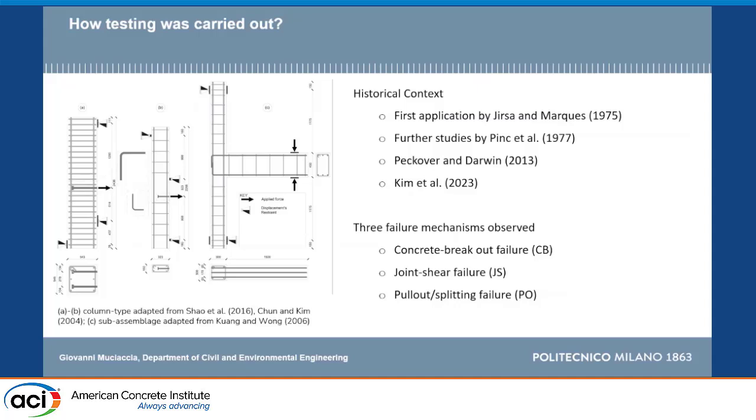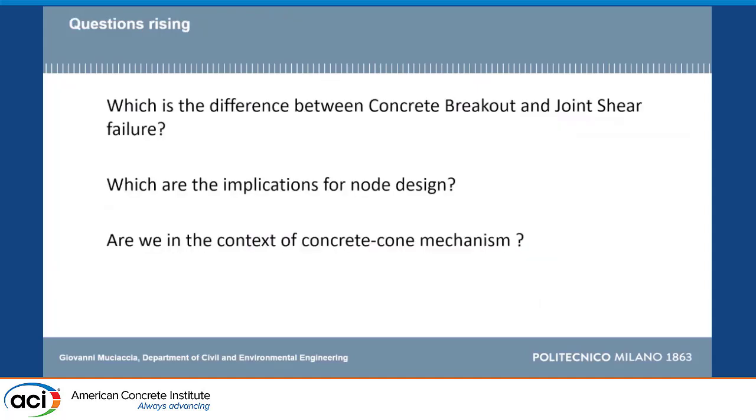From this, we can observe some failures, okay? And of course, there are many more tests here than here, and these are used a lot to calibrate the equation for development length. So the scope of this presentation, okay, is to look a little bit better at what happens here, and try to identify which is the failure mode and what we are observing.